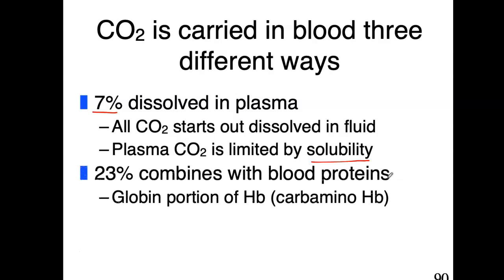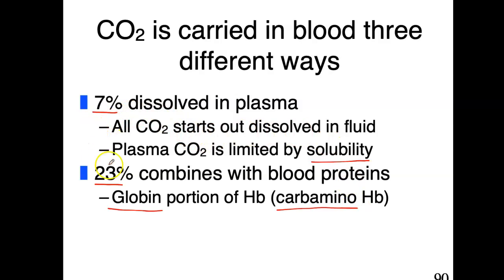So then what are we going to do? 23% is going to combine with hemoglobin, with blood proteins, but it's not the heme portion of the hemoglobin like it was for oxygen, but the globin portion of the hemoglobin. And we're going to call it carbaminohemoglobin. With oxygen, it was oxyhemoglobin. Here it's carbaminohemoglobin. Okay, so a different site. That's very important, that they don't compete for the same seat, correct? You want them both to be transported and in different seats. So 23%, and that makes 30 altogether.